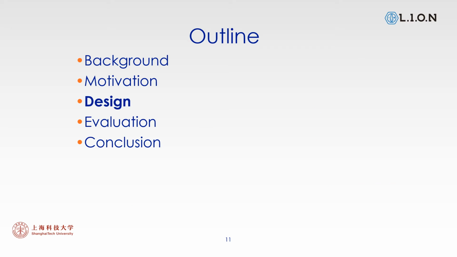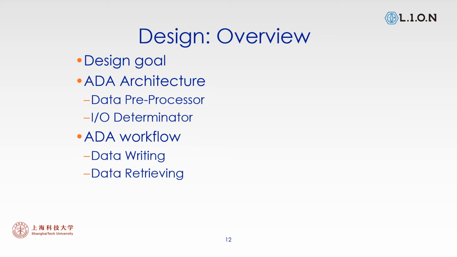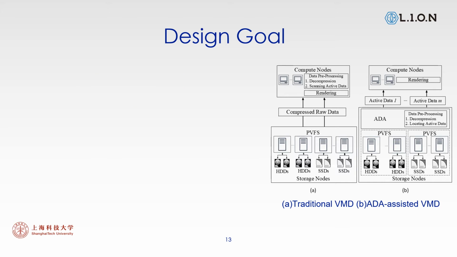We realized that this redundant work can be done in the file system. After considering how to avoid memory waste and do the work once for all, we introduced ADA. We will talk about ADA from the aspects of design goals, architecture, and workflow. Here is the comparison between ordinary and ADA-assisted VMD data flow. We use it to show our design goal.